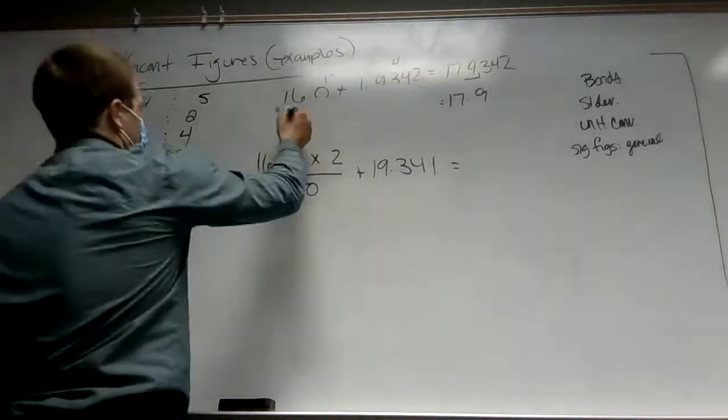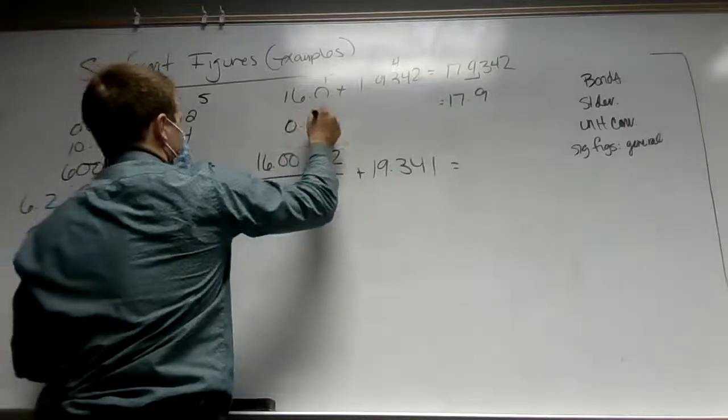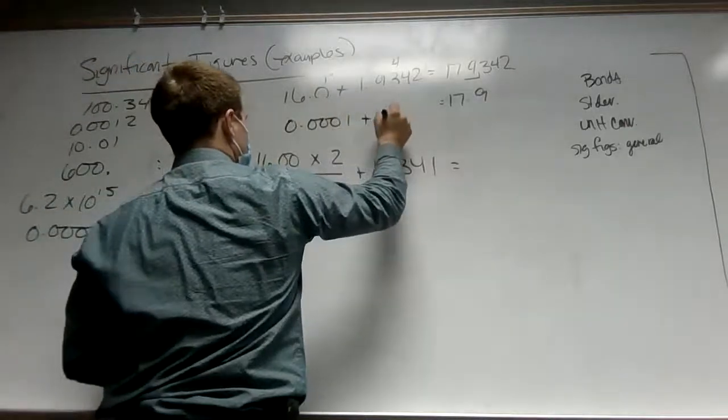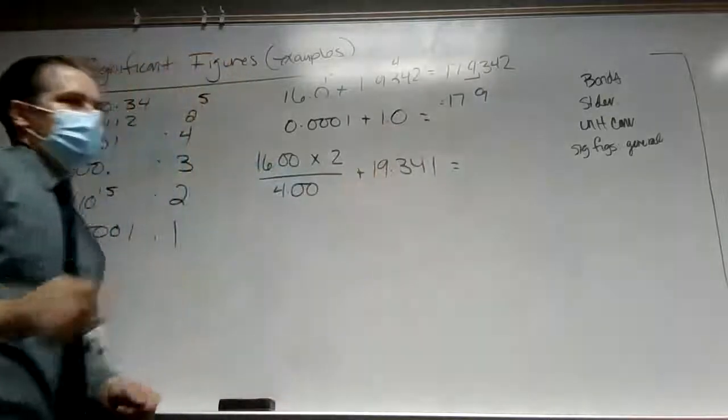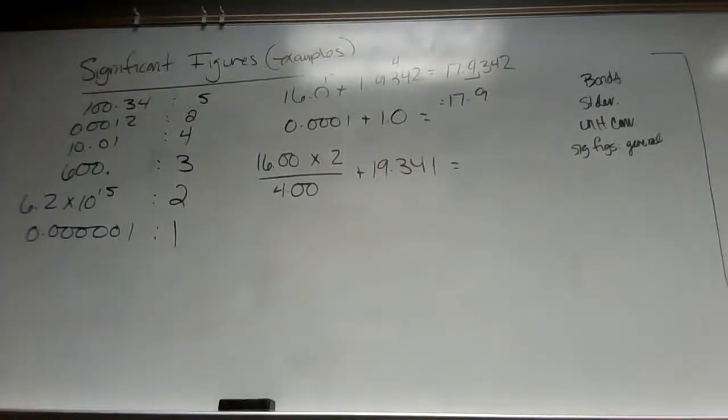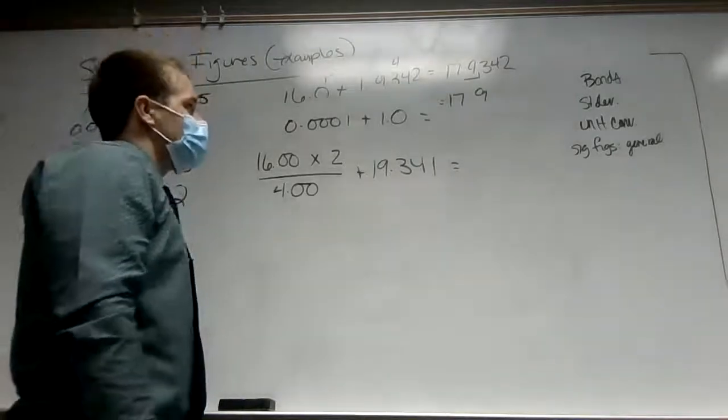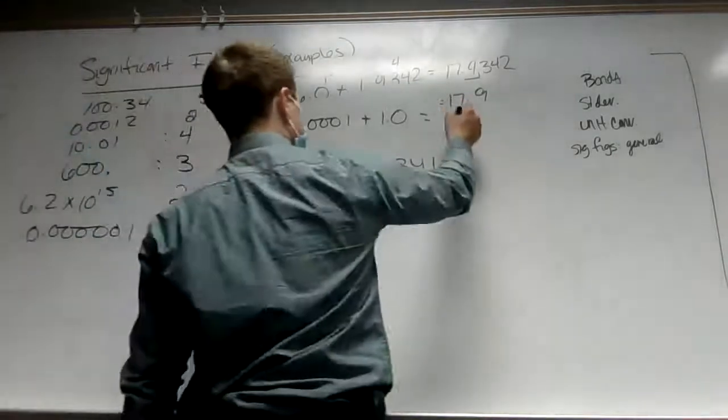So we'll do one more example here. You have 0.0001 plus 1.0. What's my answer? 1.0.